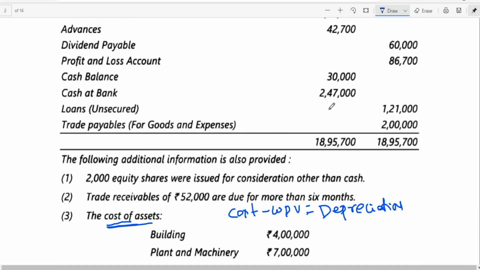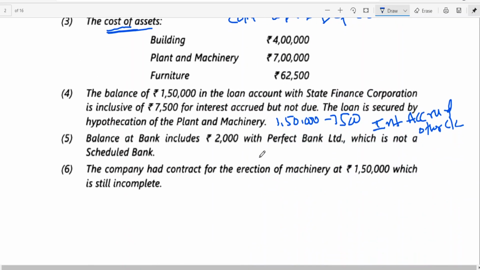That means 2,47,000 minus 2,000 comes to 2,45,000 with a scheduled bank, and 2,000 rupees with a bank which is not a scheduled bank. That disclosure you should give to the investors. The reason is simple. If the deposit is with scheduled banks, there is not that much risk. When the amount is with a non-scheduled bank, the risk will be a bit more. That information you should provide. Is this clear? It's a disclosure.